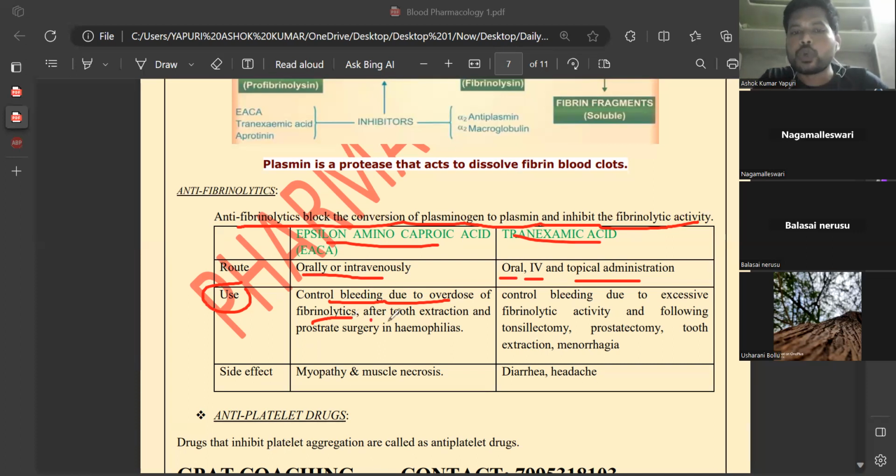Especially after tooth extraction and prostate surgery in hemophilia. Hemophilia is a type of bleeding disorder due to deficiency of anti-hemophilic factor, clotting factor 8. So clotting factor 8 is also known as anti-hemophilic factor. If there is a deficiency of clotting factor 8, what will happen? Hemophilia, a type of bleeding disorder.